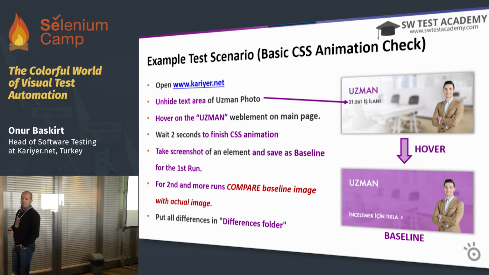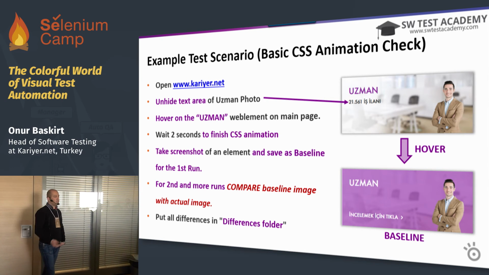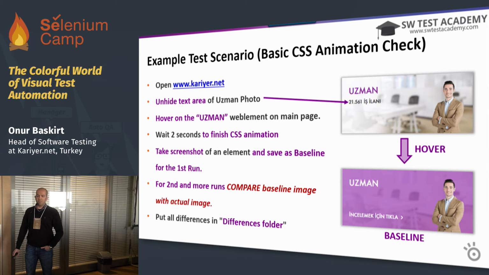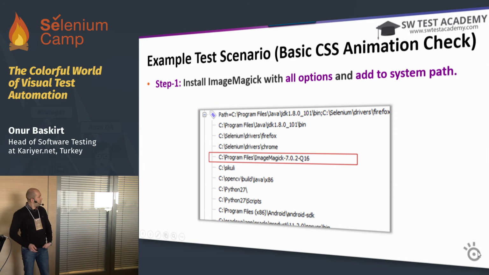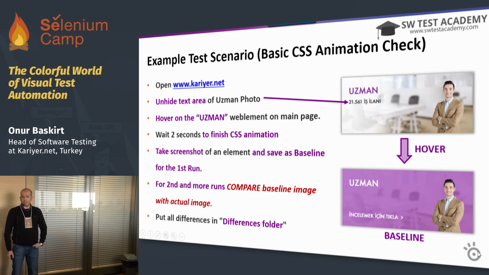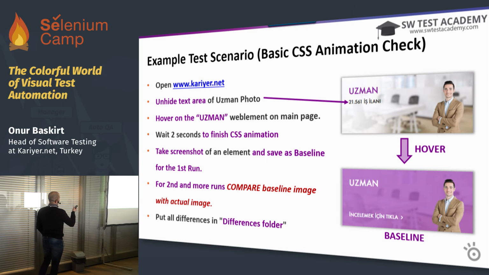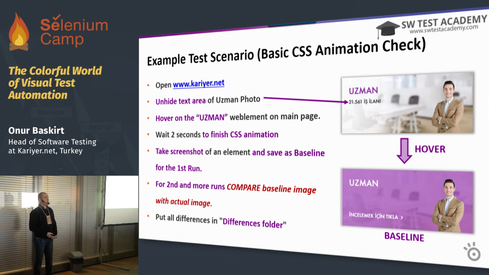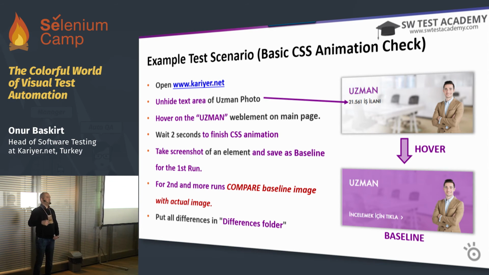And for the second and later runs, we should compare the baseline image with the actual image and put all differences into a global differences folder, because if I don't put them in a global differences folder, for example, if I have 100 tests, I should go to each test folder to see differences.